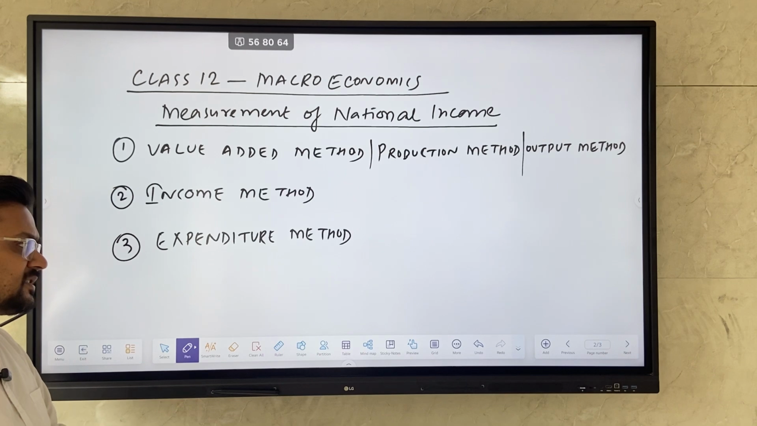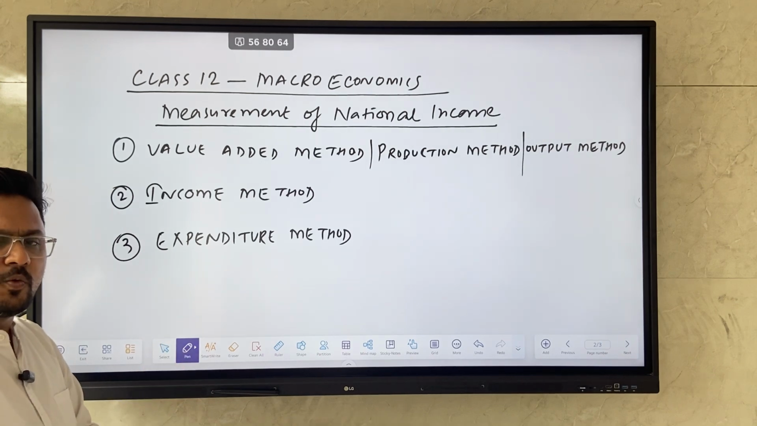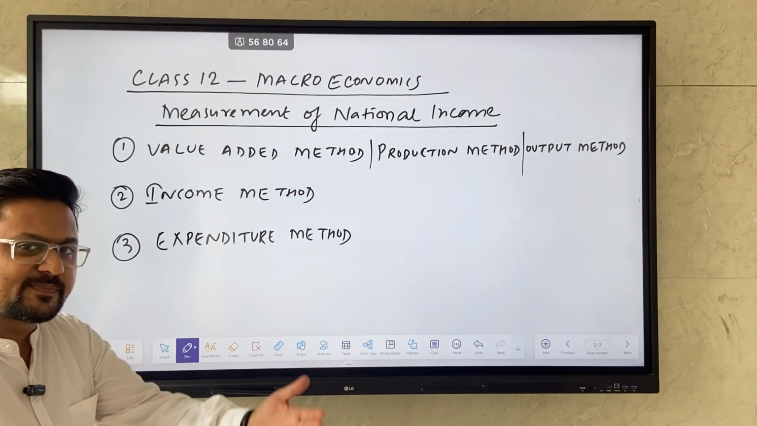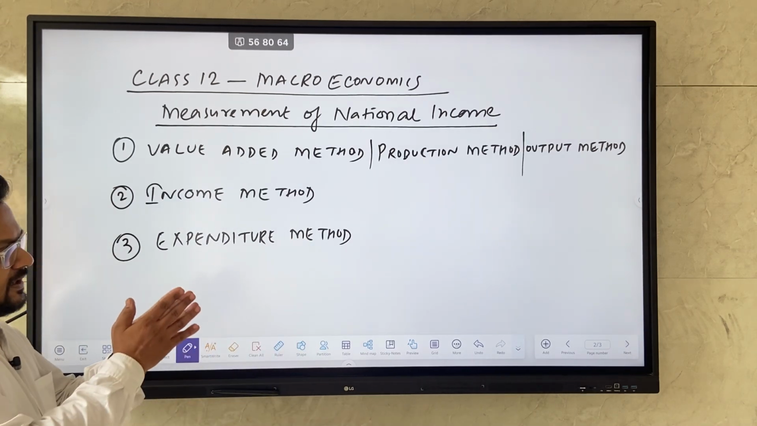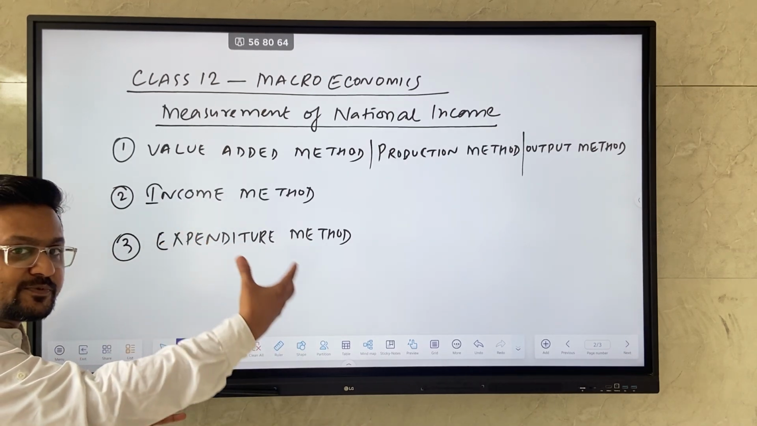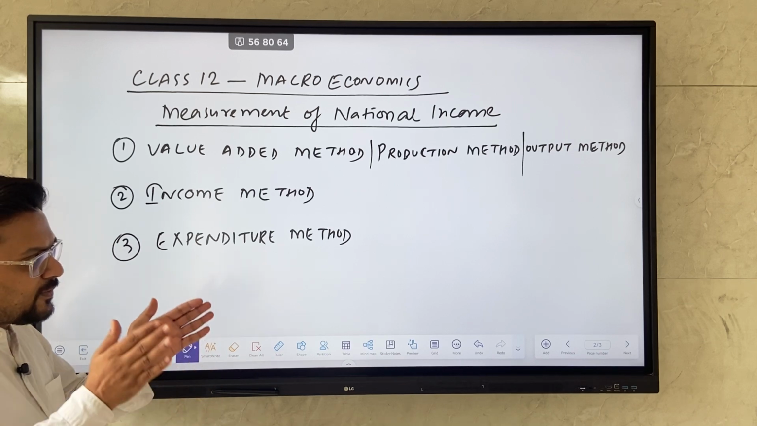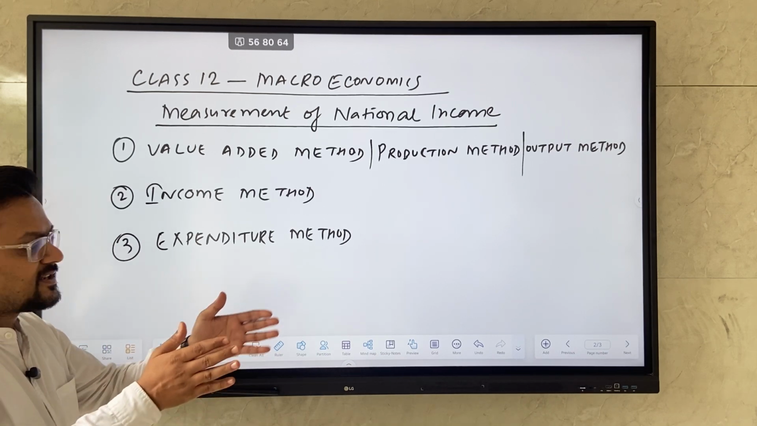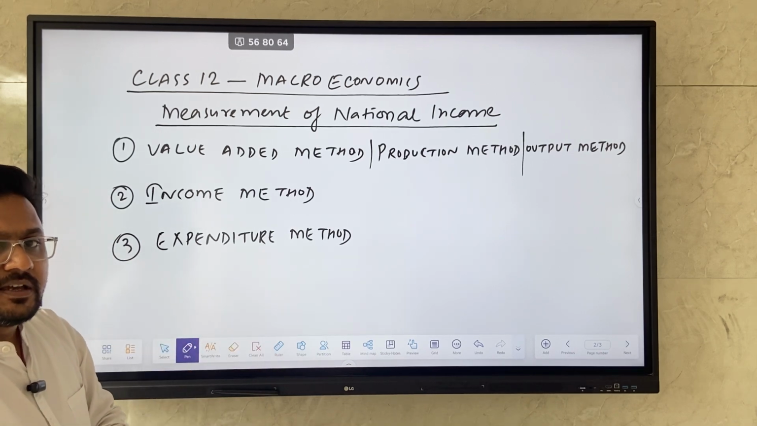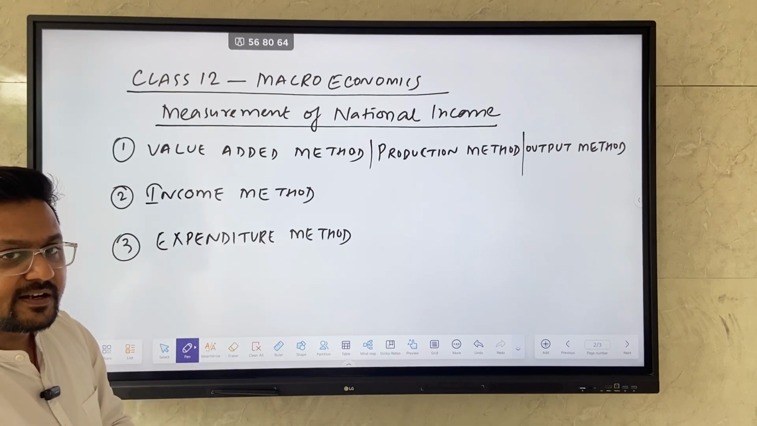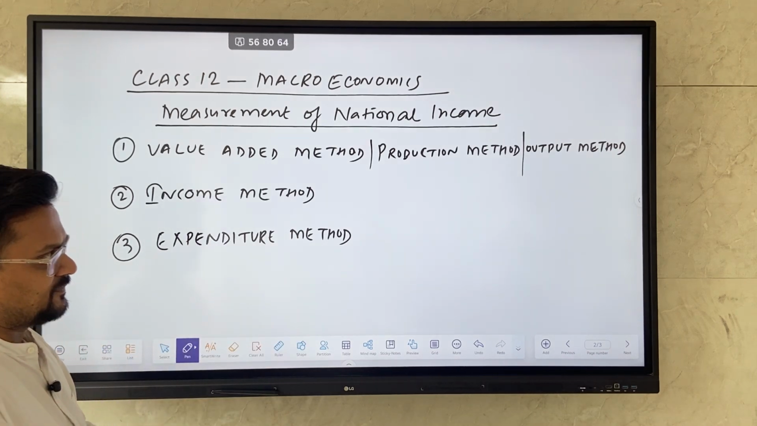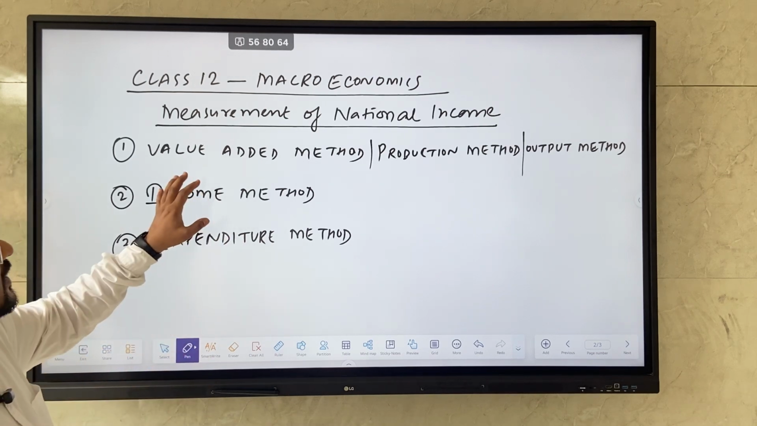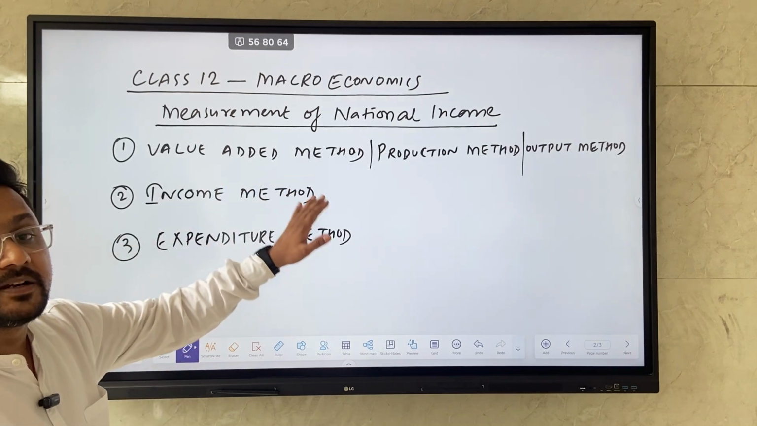Then expenditure method, the logic is very simple. One's expenditure, someone's expenditure is someone else's income, right? So we are going to understand the various types of expenditures in this, and when we are going to add those expenditures, ultimately we are going to arrive to GDP at market price, and from there we can determine national income, right? Okay, so in details we are going to study today value added method.